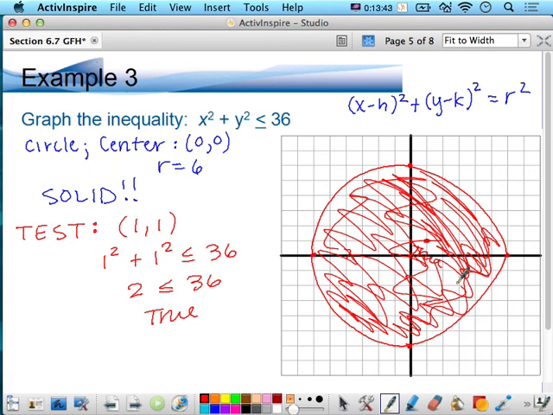So we kind of understand what's going on here and how to check them and all of that good stuff. Any questions about the circle problem? All right, that's a good spot for us to stop and cut the video.